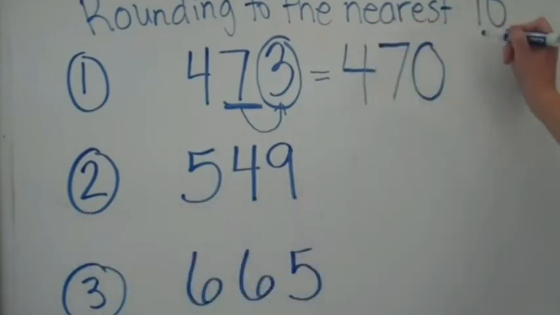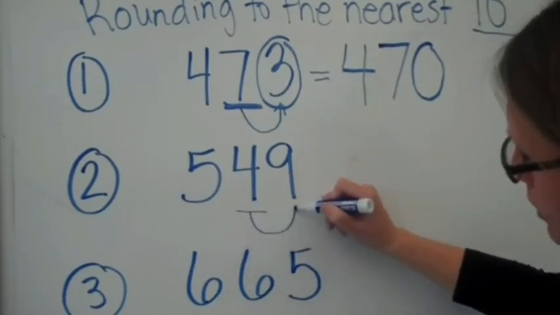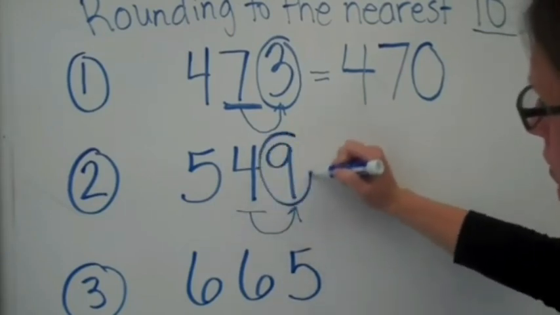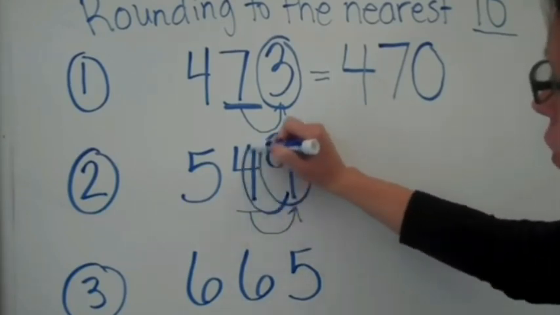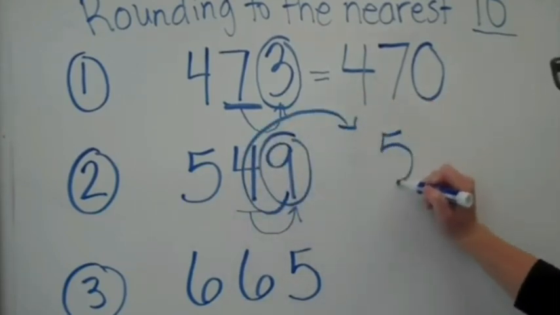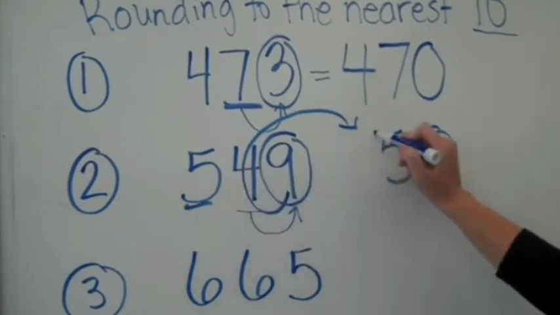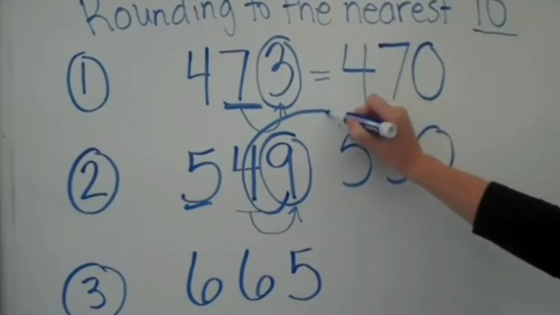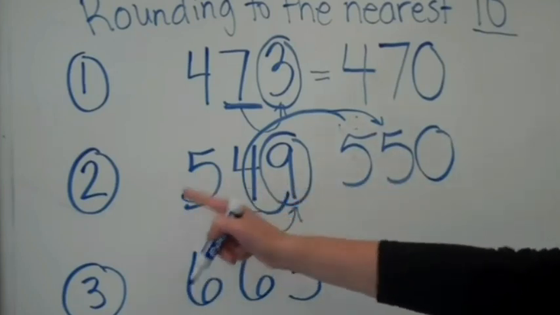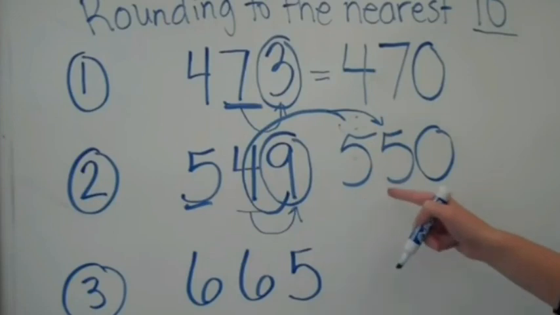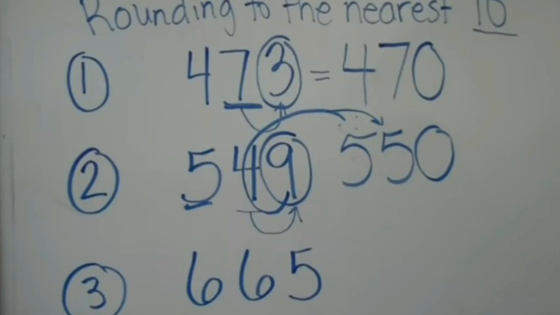Let's look at number 2. Again, I'm rounding to the nearest 10, so I'm looking in the tens place, and then I go one column to the right, which ends up being my ones. 9 is a strong number. It pushes the 4 up to a 5. This 9 becomes a 0, and then I'm going to write in my 100. This arrow should really be going over there. So 549 rounds to 550. Again, I'm not looking at the hundreds, so the hundreds are just going to stay the same.